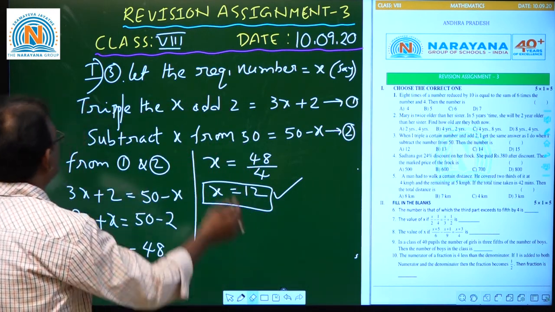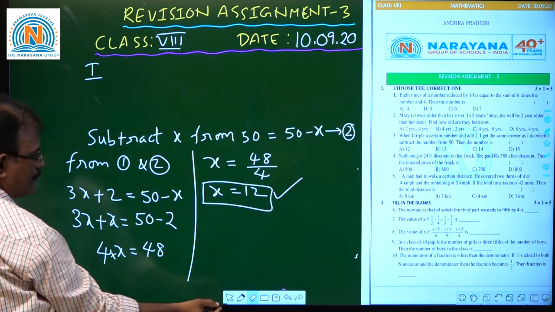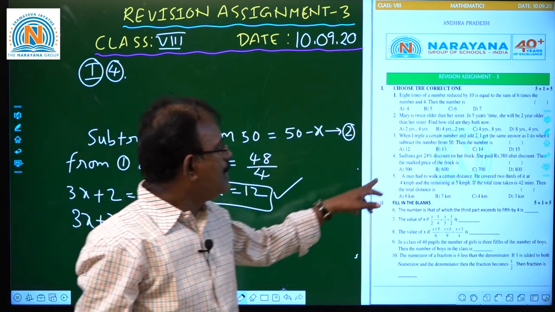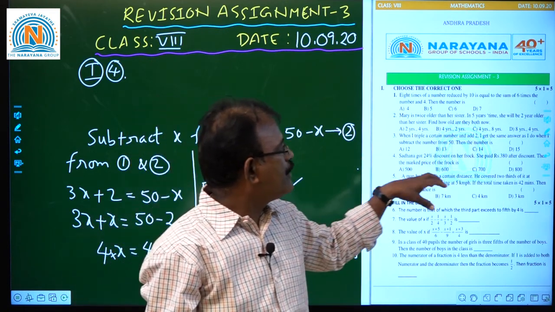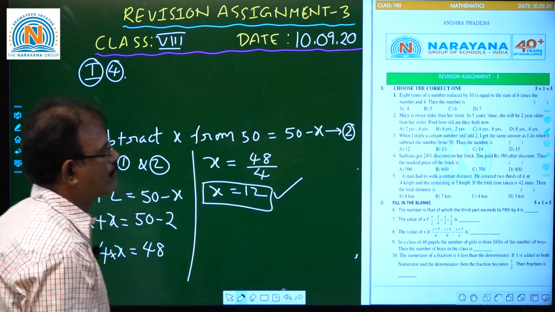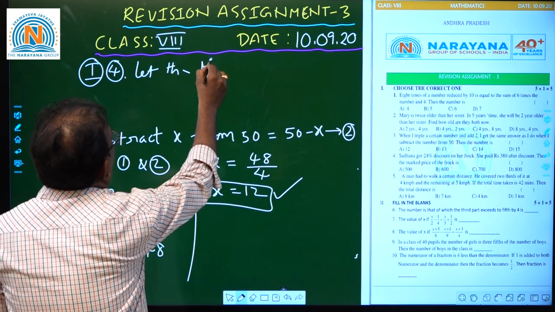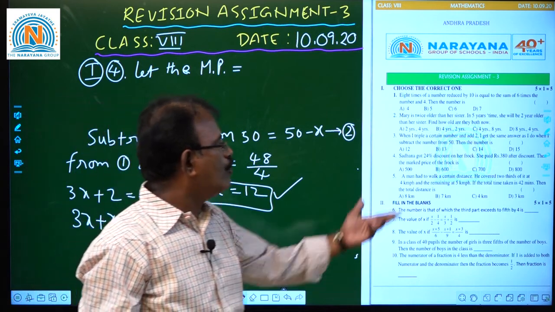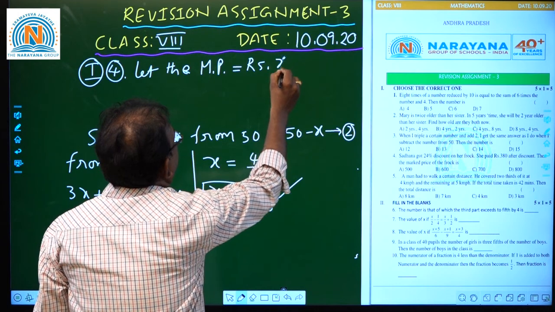Children, come back to our next question. First Roman, fourth question. Sadhana got 24% discount on her frock. If she paid 380 rupees after discount, what is the marked price on the frock? Let the marked price, MP means marked price, children. We don't know it, that is what we need to find out. So let the marked price on the frock be x rupees, children.